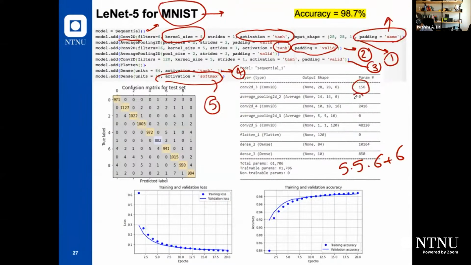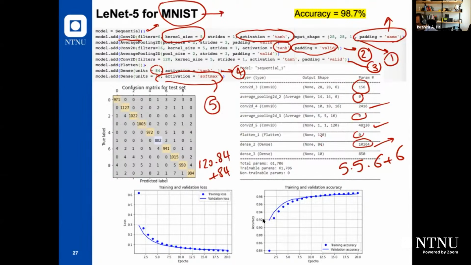Average Boolean, it does not have any parameters. This one has this number. This one does not have any parameters. This is the first dense layer, which has this number of weights and bias. If you need to know how we can get this number, we will see how many units are here. It's 84. So it will be in fact this number multiplied by this number plus this number again. Sorry, it will be 120 multiplied by 84 plus 84. We will get this number, and so on.